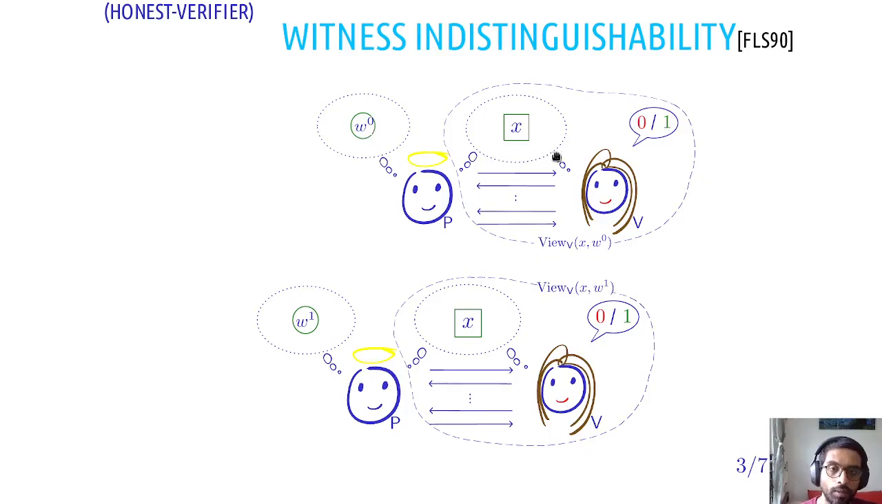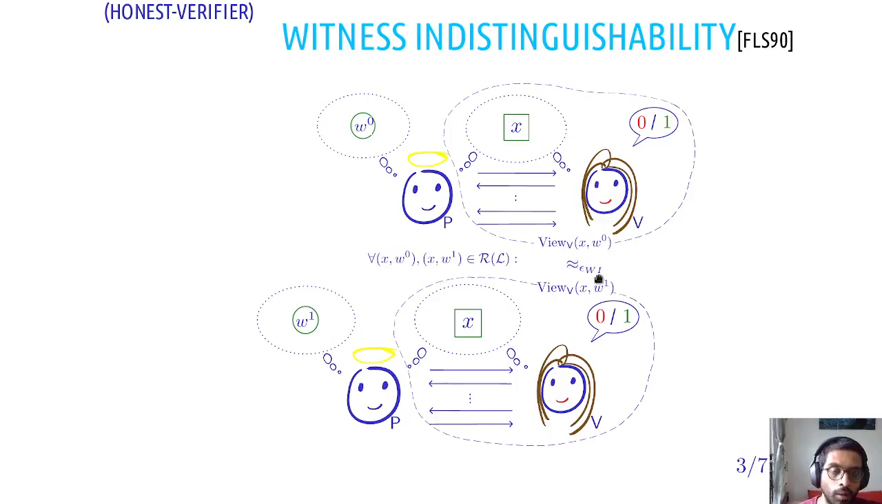So here we have two views. On the top, you see the view of the verifier when the prover uses a witness W0, and at the bottom, you see the view of the verifier when the prover uses a witness W1. So witness indistinguishability, WI, says that these two views should be indistinguishable. And this is a worst case guarantee. It should hold for any x, W0, W1 in the relation.